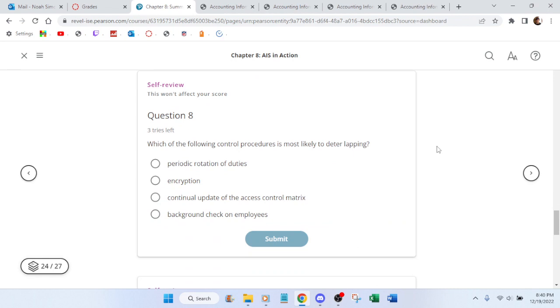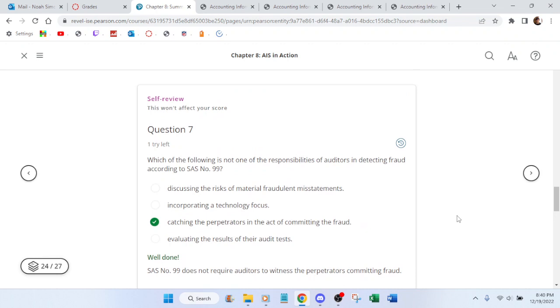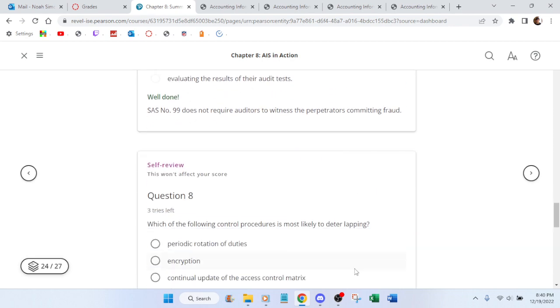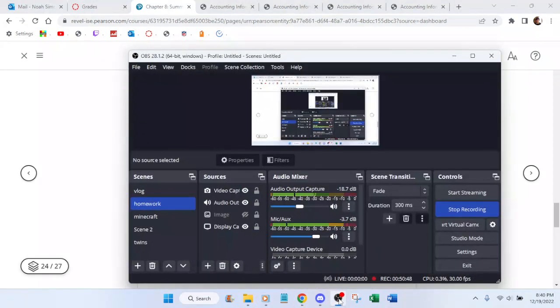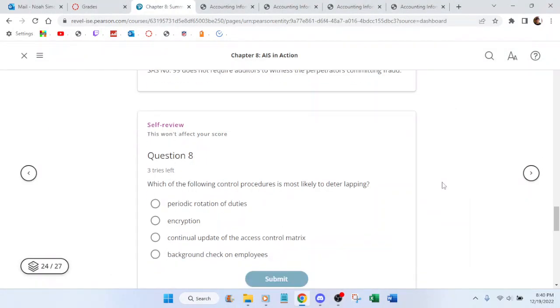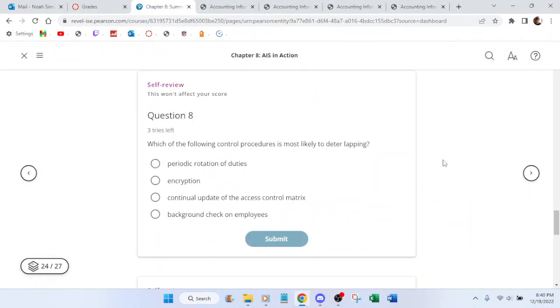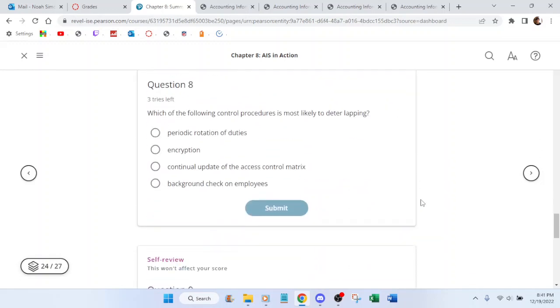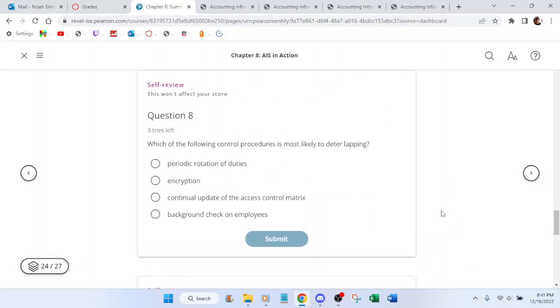Which of the following control procedures? Discussing the risks of material fraudulent misstatements, incorporating a technology focus, evaluating the results of their audit tests. What? 15 minutes already? Which of the following control procedures is most likely to deter lapping?